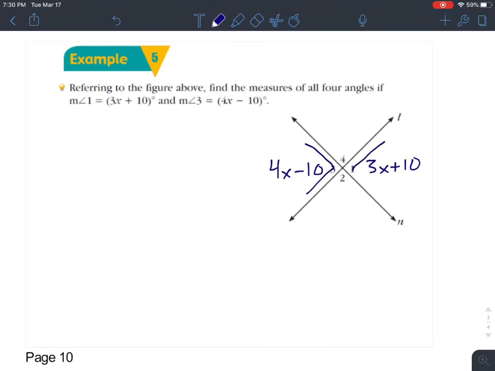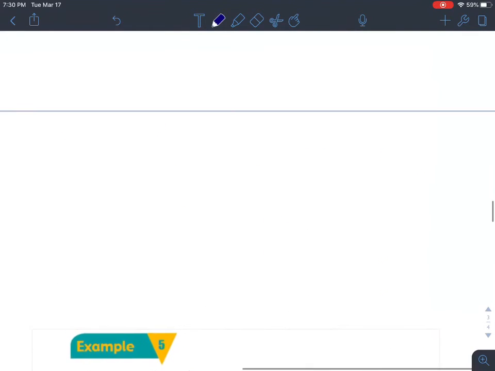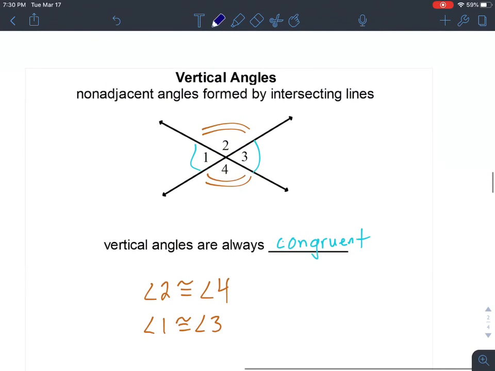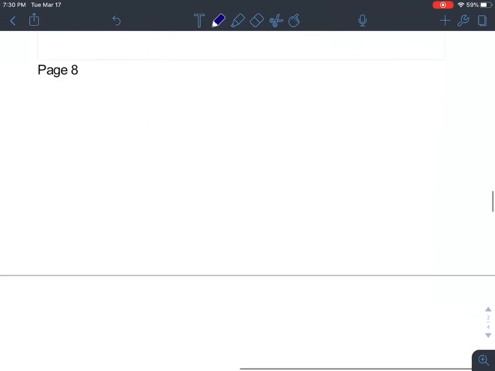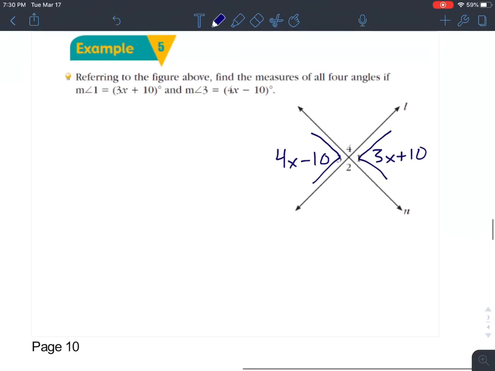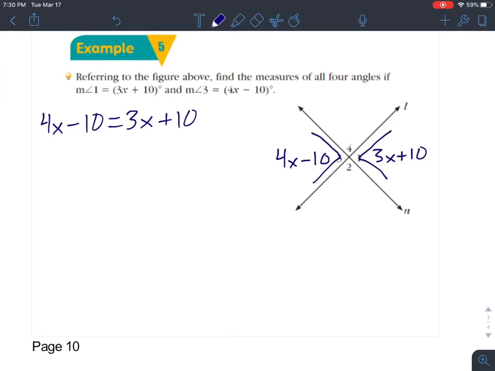So I see that we've got that angle there at 3, we've got this angle at 1. Hopefully you recognize that these are vertical angles. And what's true about vertical angles, as we saw earlier right here, vertical angles are always going to be congruent. So we know that those two must have the same measure. I'm going to go ahead and set them equal to each other. 4x minus 10 is equal to 3x plus 10.